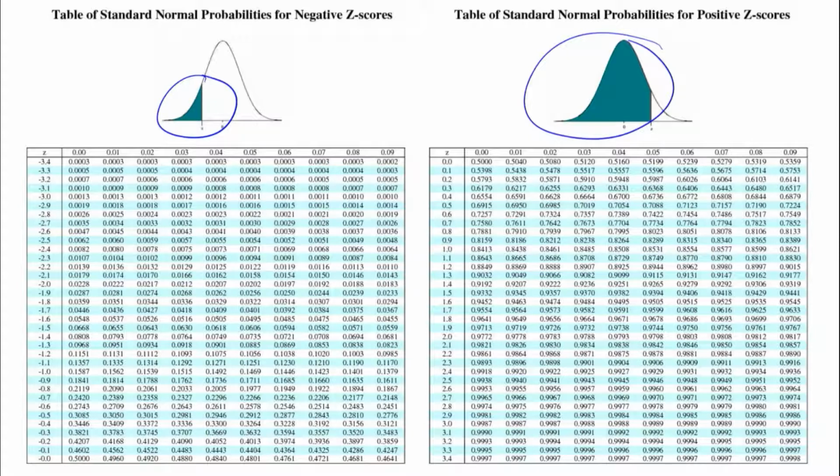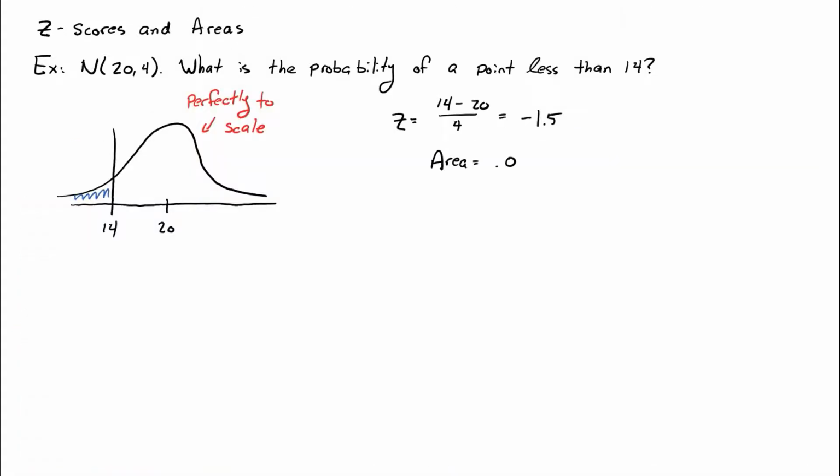To read this table, here are the first two digits of the z-score, and here is the hundredths digit. For example, this point would be minus 3.23, since z says minus 3.2, and the hundredths digit is 0.03. Our z-score is minus 1.5, which is this row. We didn't have a hundredths digit, so it's 0. Our area is 0.0668.